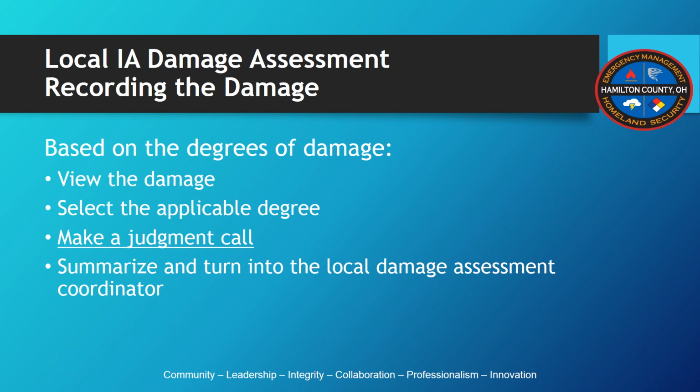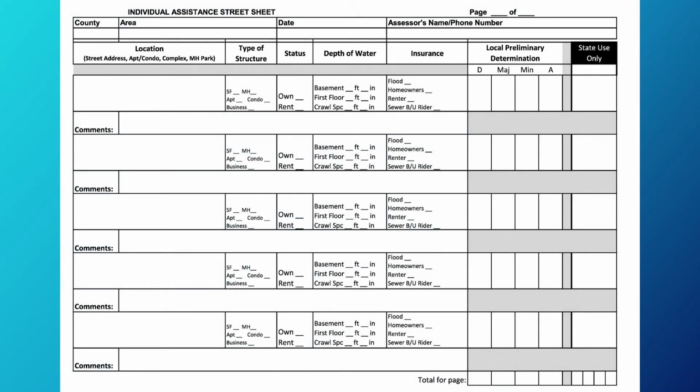After you view the damage, you want to select the accurate degree of damage based on your knowledge and experience and record all relevant information on damage assessment forms. After you finish assessing the damage, you will summarize your information and turn in your forms to the local jurisdiction. You will document the damage information on street sheets.